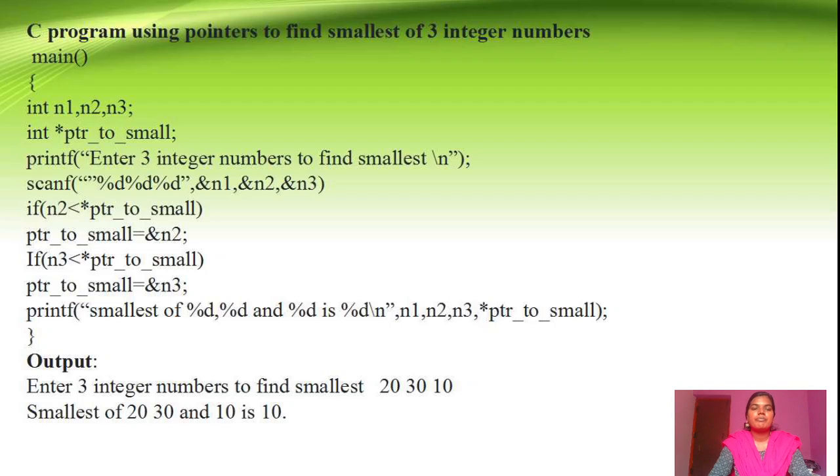So first we need to compare. If n2 is less than *ptr_to_small, then n2 becomes the smallest number, so the statement is ptr_to_small is equal to &n2. If n3 is less than *ptr_to_small, then n3 becomes the smallest number, so the statement becomes ptr_to_small is equal to &n3. Then we need to print the smallest of the numbers. For that I have written the statement: smallest of %d, %d and %d is %d, with n1, n2 and n3. The result is stored in *ptr_to_small.